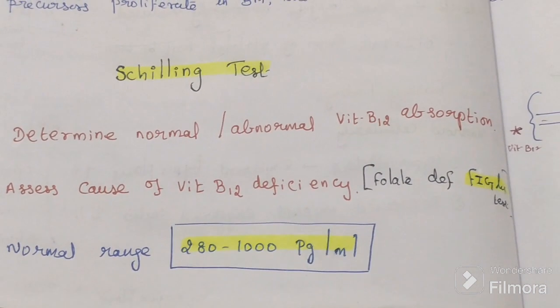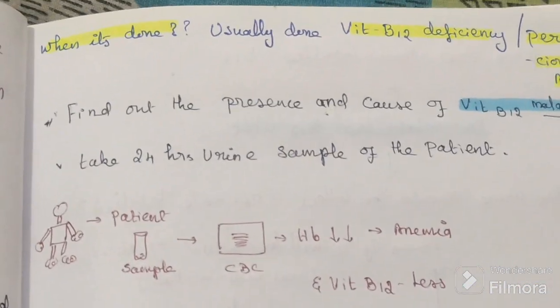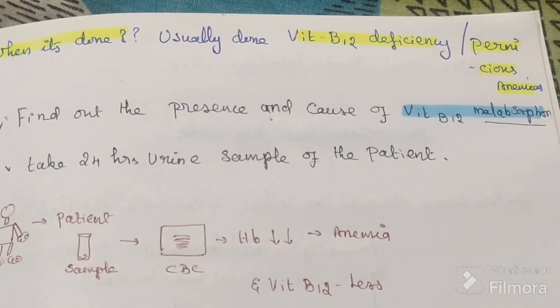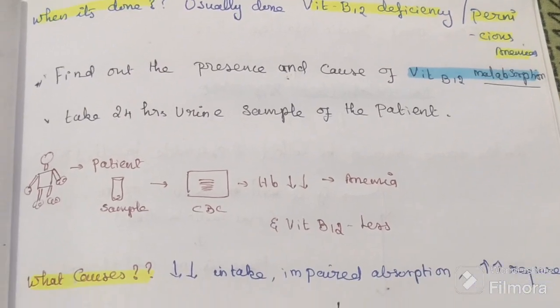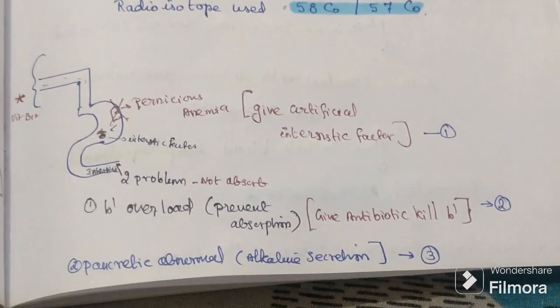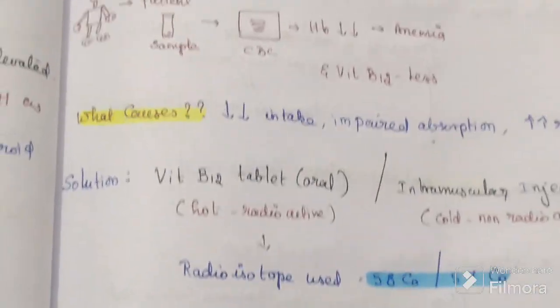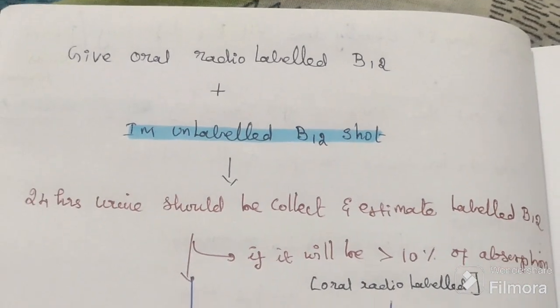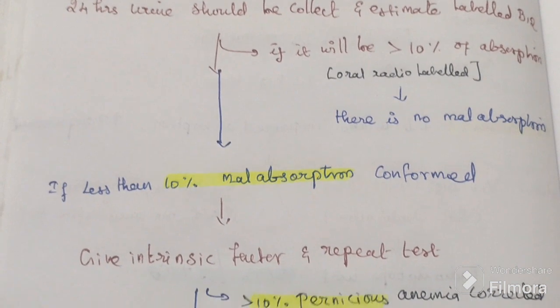So in this video we discussed Schilling test used for vitamin B12 deficiency and pernicious anemia. How to collect the sample, how to treat, all the things we discussed. This one is the protocol form.